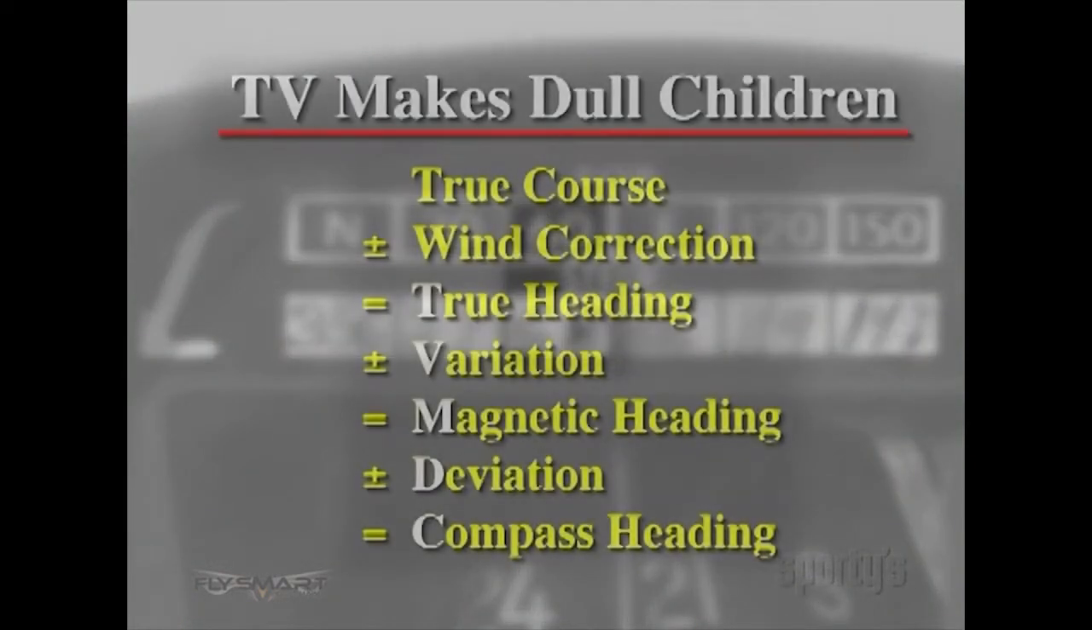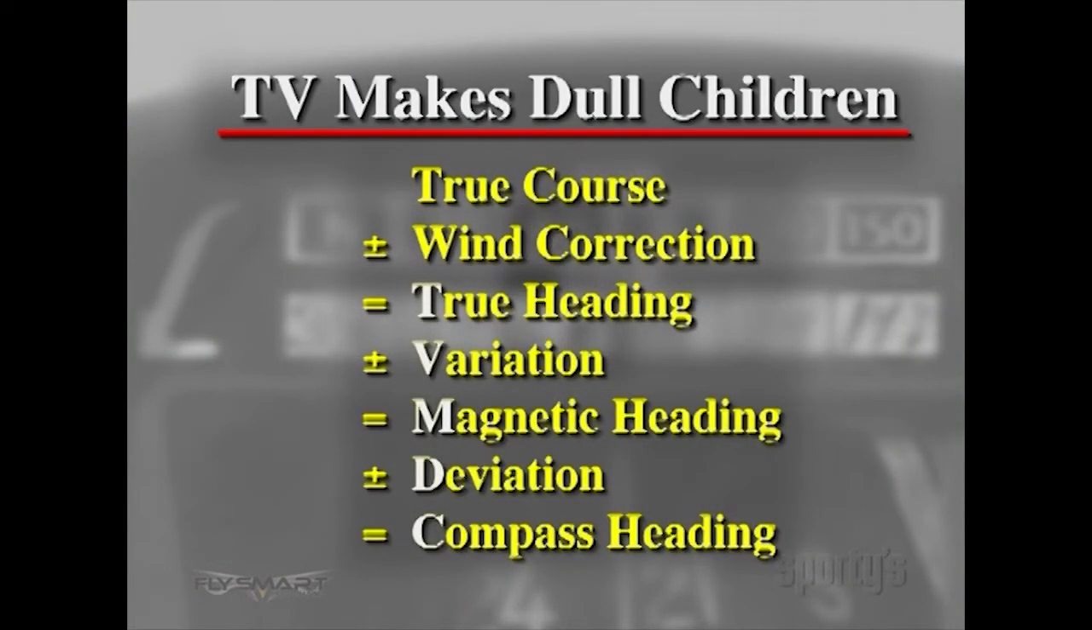A good way to remember the steps to determine compass heading is by using the verse, "TV makes dull children." What this means is that after measuring true course and applying the wind correction, a true heading can be determined. Next, apply variation to get the magnetic heading. Finally, correct for deviation, and you arrive at a compass heading.